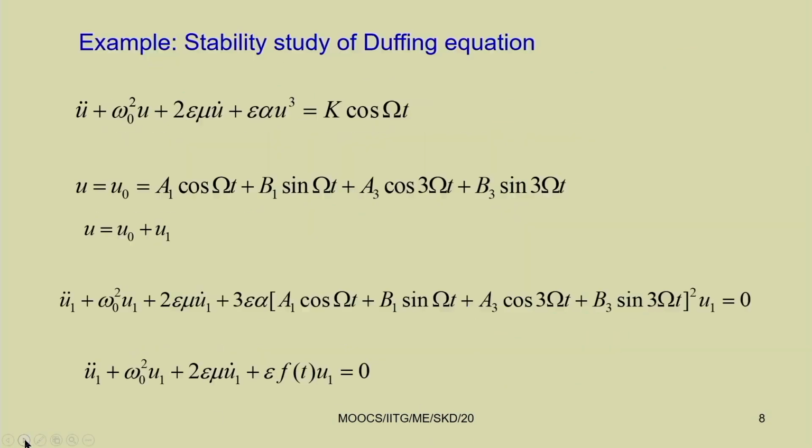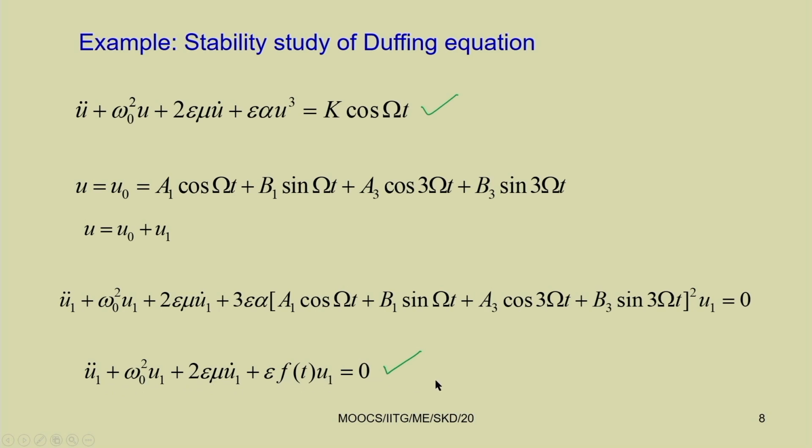Further, we have studied a system like the Duffing equation. For studying the stability, when we perturb this equation, it actually yields an equation similar to that of a parametrically excited system. Here we have taken u equal to u0 plus u1, where u0 is the equilibrium solution. Substituting it in the original equation, we got u1 double dot plus omega 0 square u1 plus 2 epsilon mu u1 dot plus epsilon f(t) u1 equal to 0.